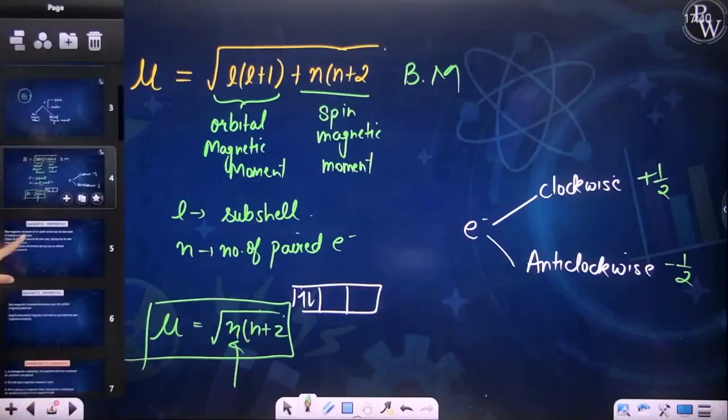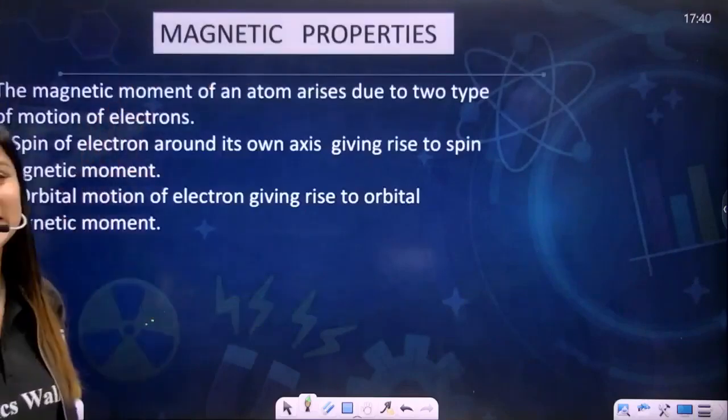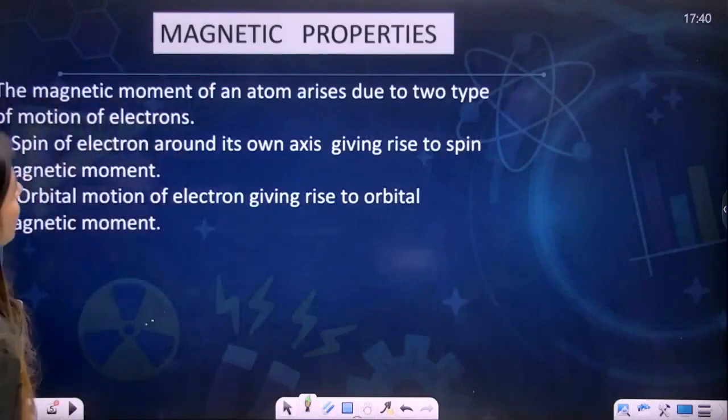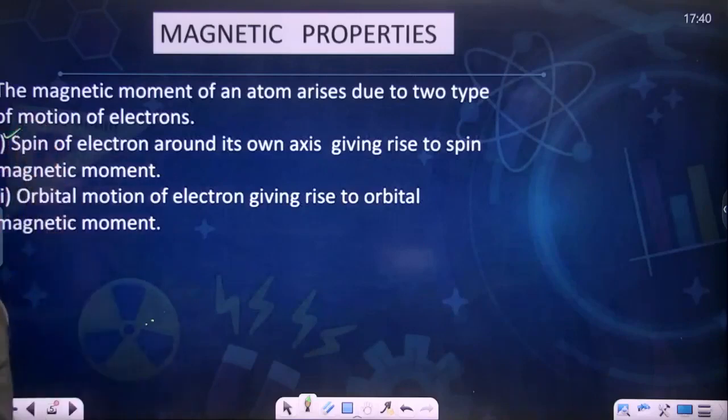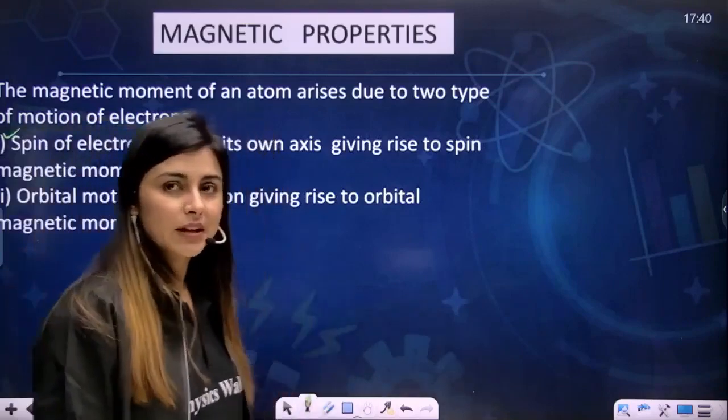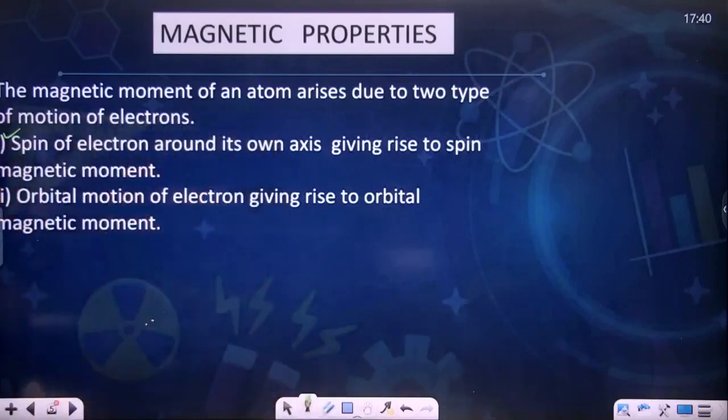I hope you've written it. Now let's go. Read this, you'll understand a bit more. What does it say? The magnetic moment of an atom arises due to two types of motions. One is the spin of the electron around its own axis, giving rise to the spin magnetic moment, and orbital motion of electron giving rise to the orbital magnetic moment. Okay, perfect. This I told you. Please write it down.